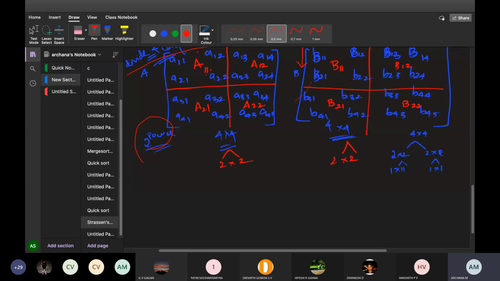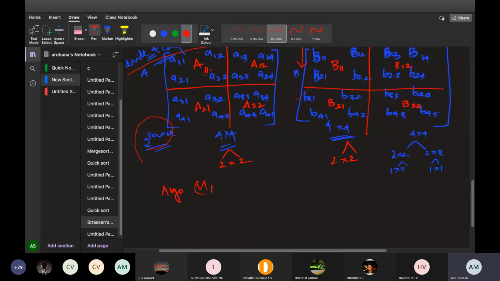Now, for example, I consider this as an example. I can write an algorithm also for this, which recursively keeps on calling. Now I have multiplied these two. How many multiplications will I get? For example, I'll write a simple algorithm over this.